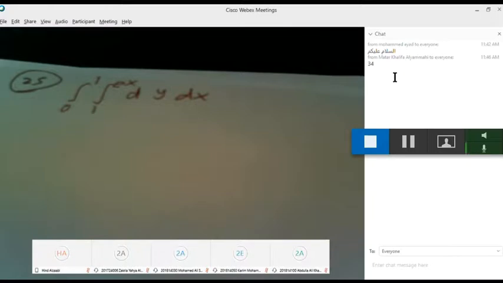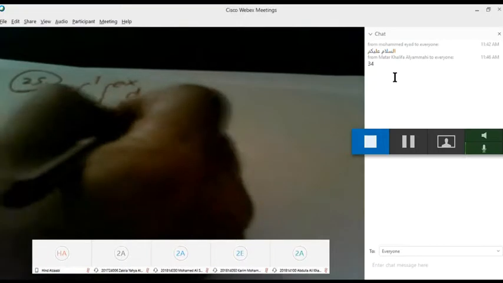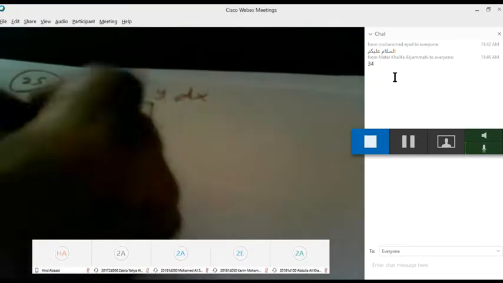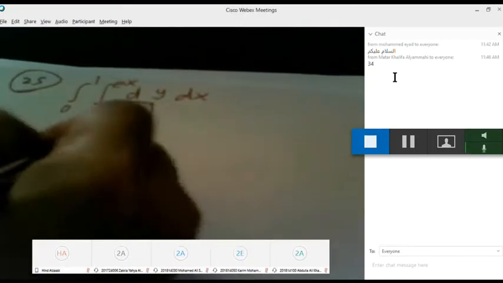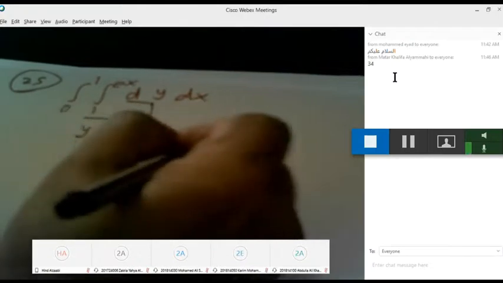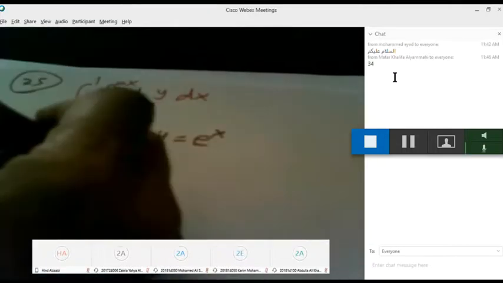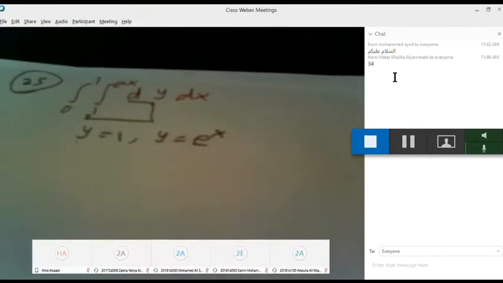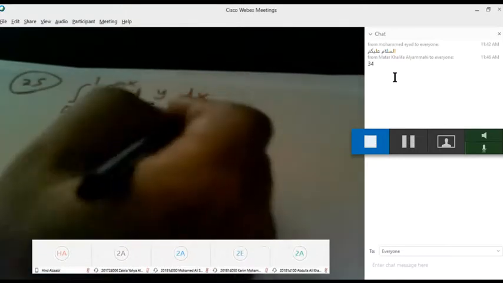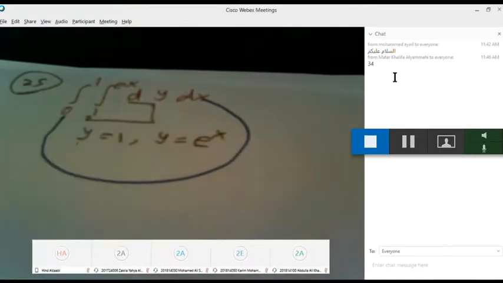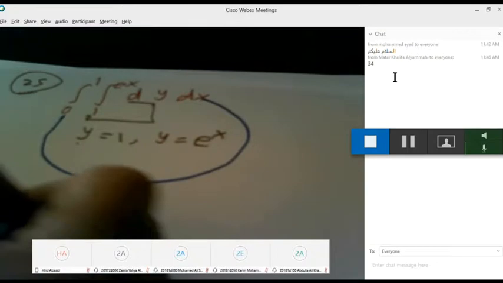Integrating from 1 to e to the x with respect to the y first, and then integrating from 0 to 1 for dx. First, I'm going to sketch the area, how to find the area. I'm looking at y. The lower bound is 1, so y will start from 1 and end with e to the power x. What about x? X starts from 0 to 1.